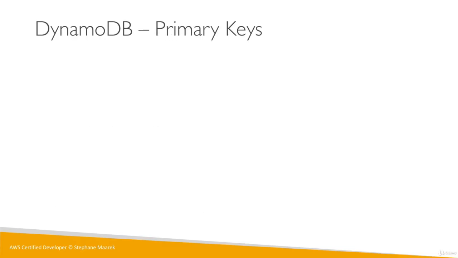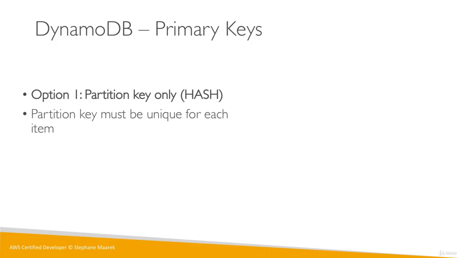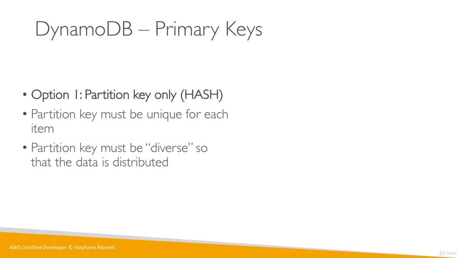Now let's do a deep dive into this primary key because it's super important. The first option is to have a partition key only, and this is called a hash. The partition key is equal to your primary key then, and it must be unique for each item. Otherwise, it's not a primary key. Because it's called a partition key, it must be diverse enough so that the data is going to be distributed across many partitions.